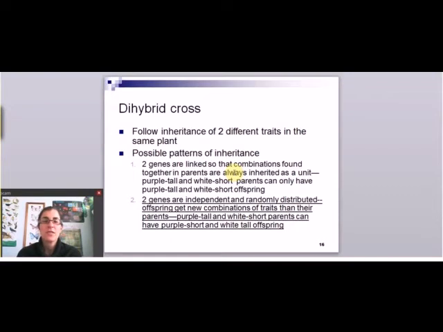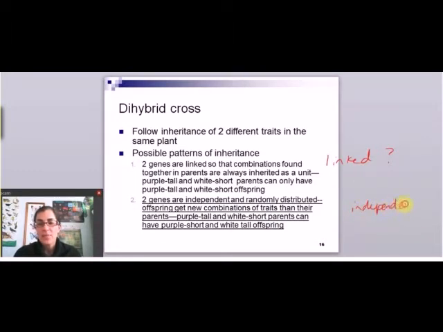combination in the offspring? For example, if the parents were purple flowered with tall height, and the other parent was white flowered and short height, then could all of the future offspring only have purple with tall and white with short? So that was the linked hypothesis, or possible pattern of inheritance. So let me write that there. So were traits linked, or were traits independent?